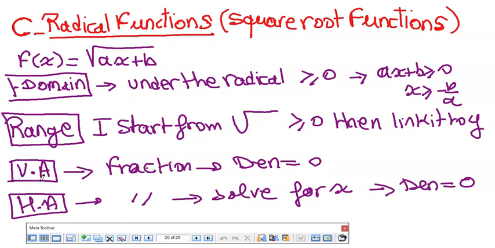To find the vertical asymptote, I need to have a fraction first. And then the value that makes the denominator 0 is the vertical asymptote. Also, to have a horizontal asymptote, I need to have a fraction. I solve for x, and the denominator, the value that makes it 0, gives me the horizontal asymptote. All those are just rules. Let's do an application to understand what I'm saying here.